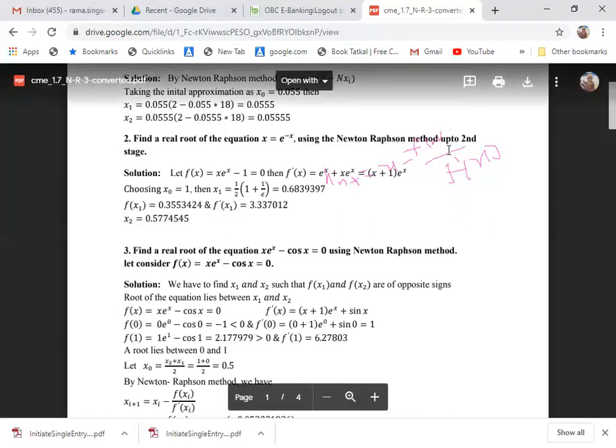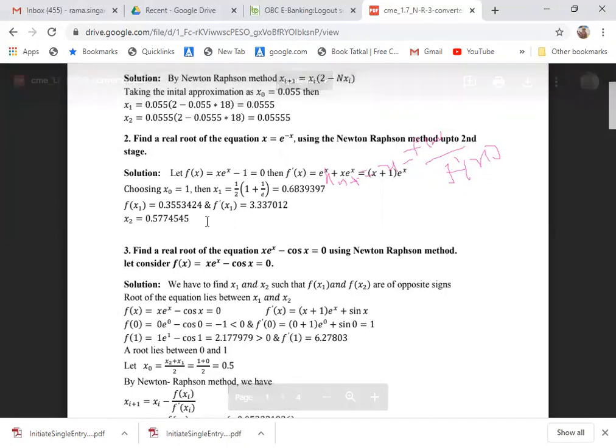As we are asked to find up to the second stage, we will stop here itself. No need to check the accuracy of the value we have obtained. Only two iterations are to be determined in the problem that we did here. We will stop here itself. The solution of the problem is over.